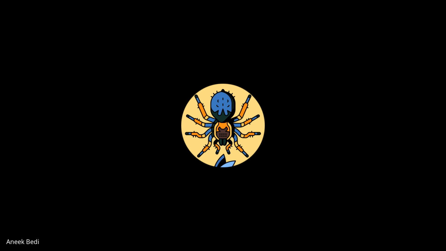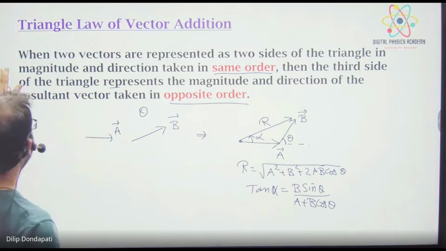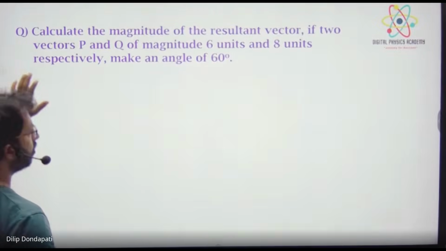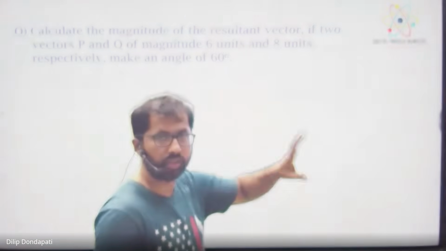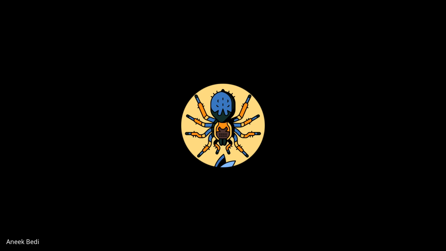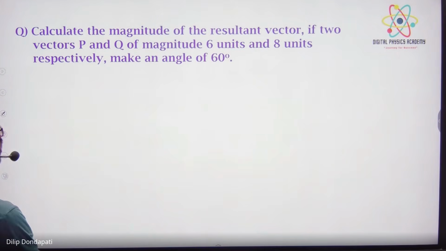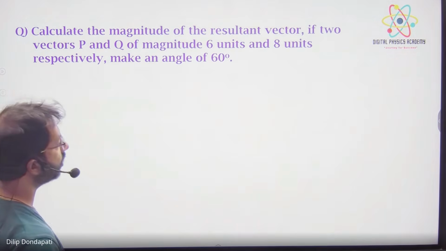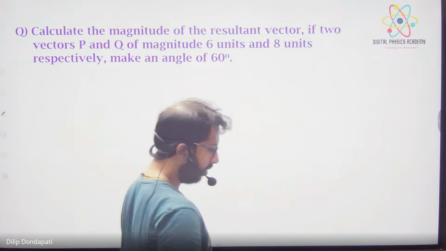Yeah, sir, done. Okay, now देखो, derivation मालूम है ना आपको, same derivation extend करके way to solve. Okay, now करो. Calculate the magnitude of resultant vector if two vectors P and Q of 6 units and 8 units respectively make an angle 60 degrees. Do by triangle law.